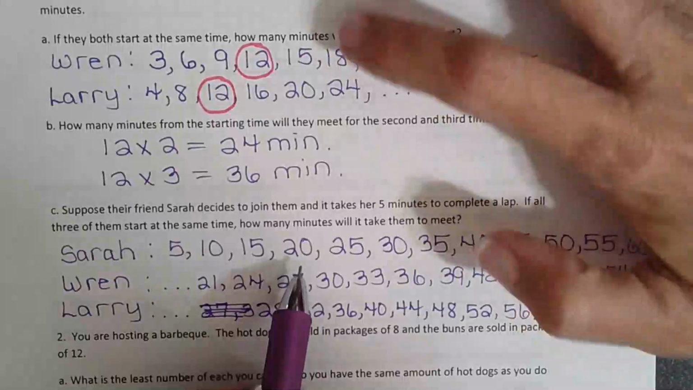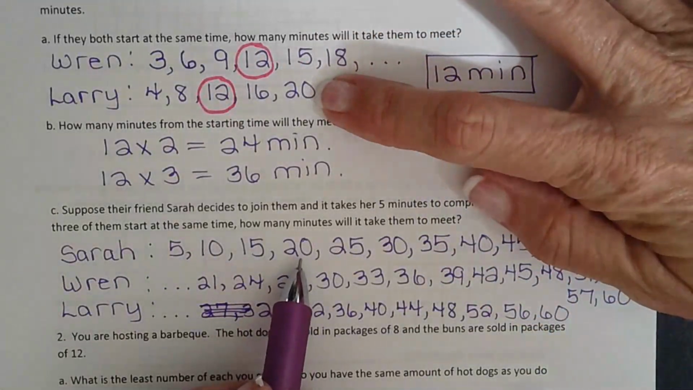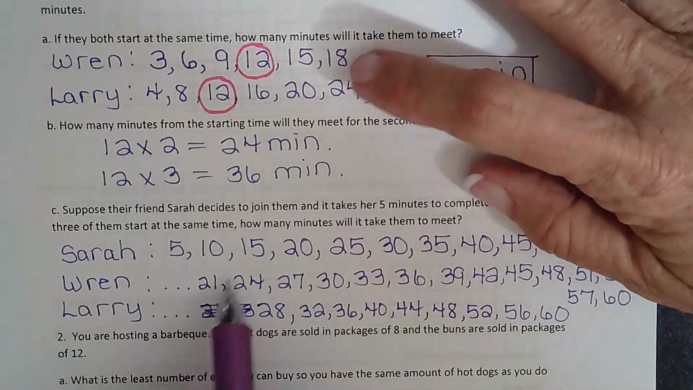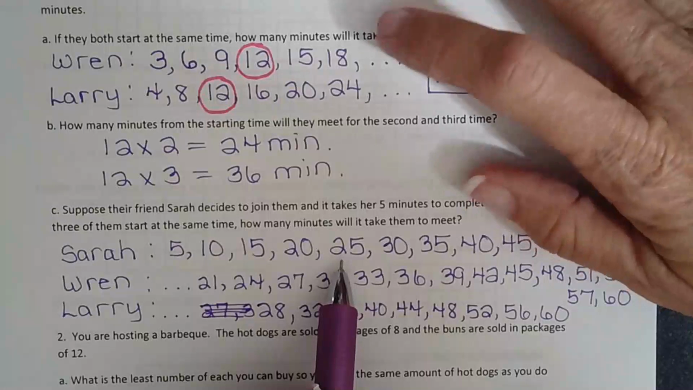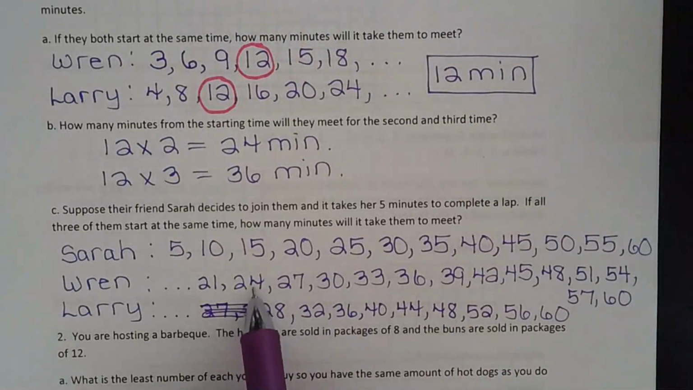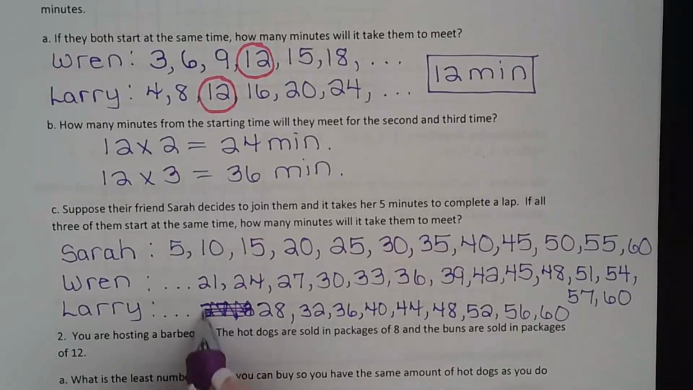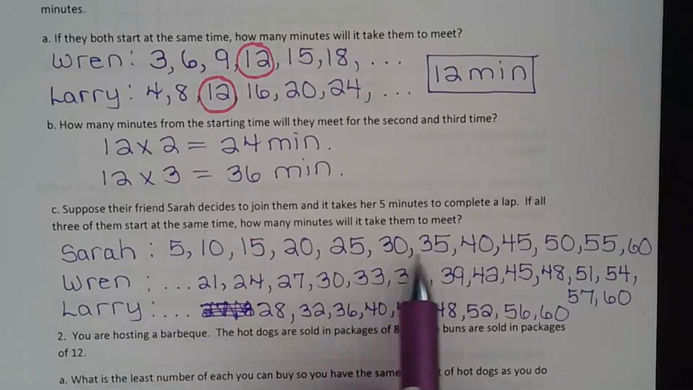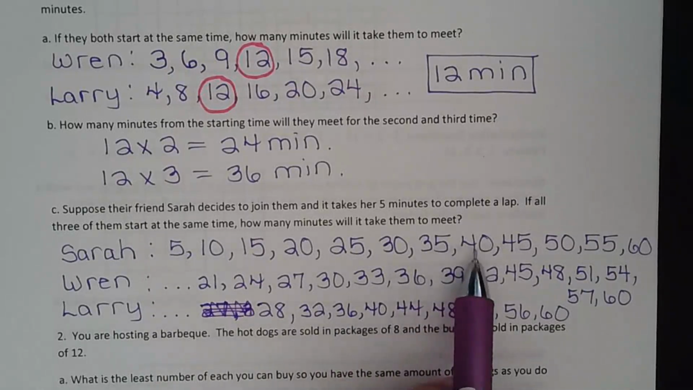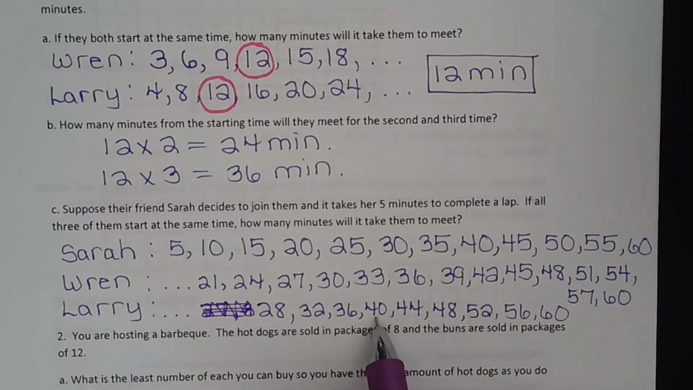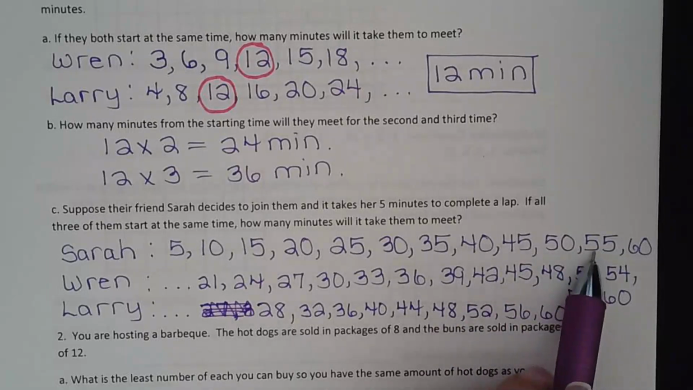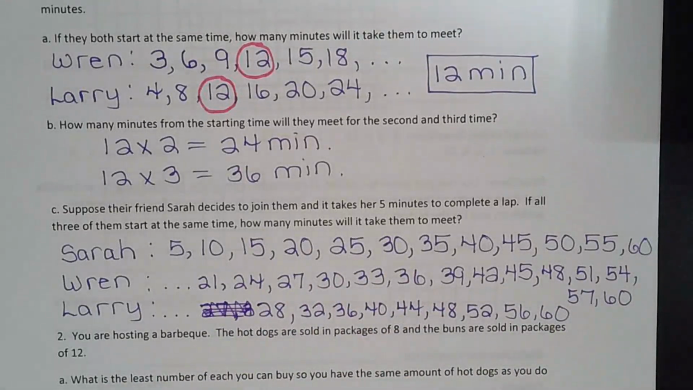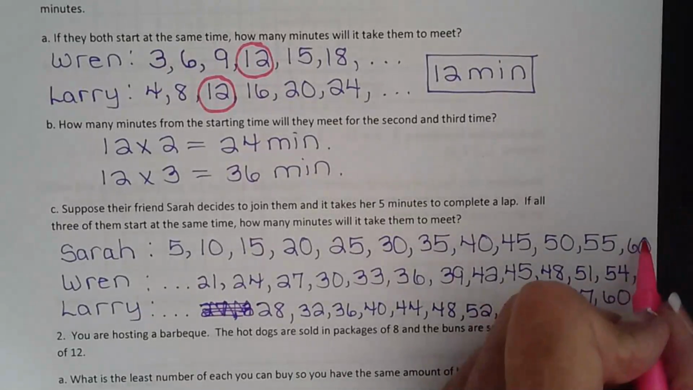So 20 was in Larry, but 20 was not in Ren. So next we have 25. 25 is not in either list. 30 is in this list, but not this one. 35 is in neither list. 40 was in this list, but not this one. 45 is here, but not here. 50's in neither of these. 55, neither. 60, finally we found one that's in all 3 lists.